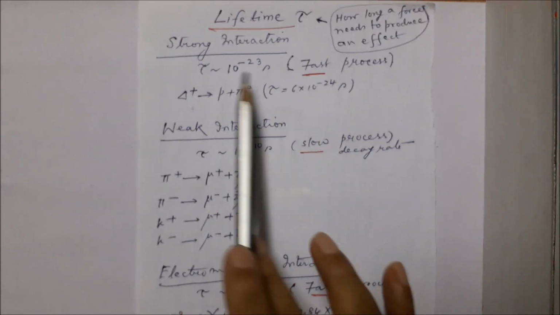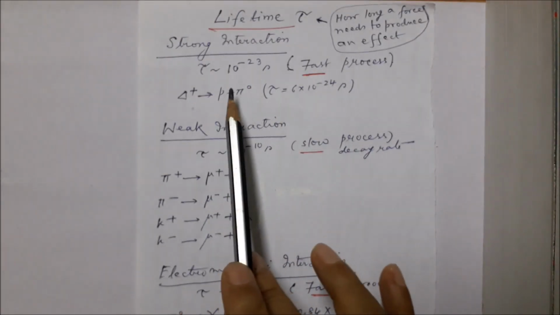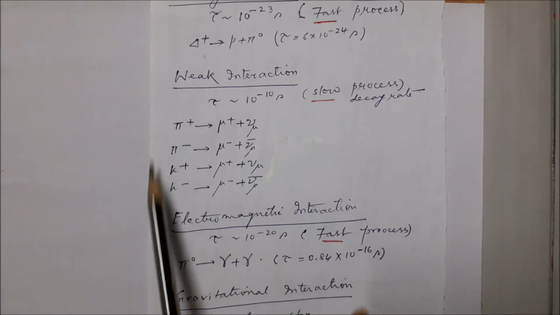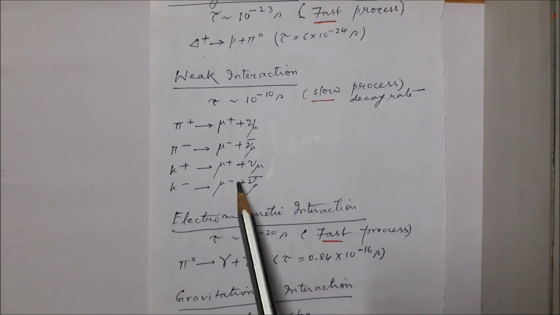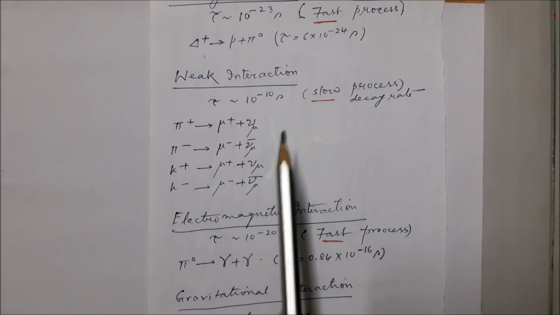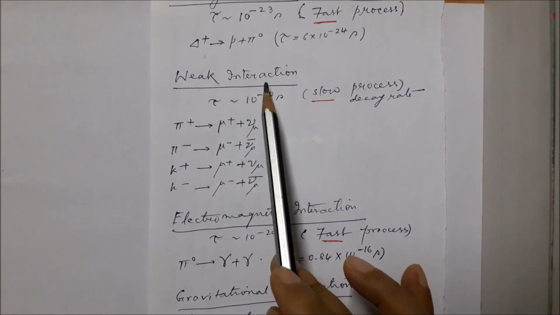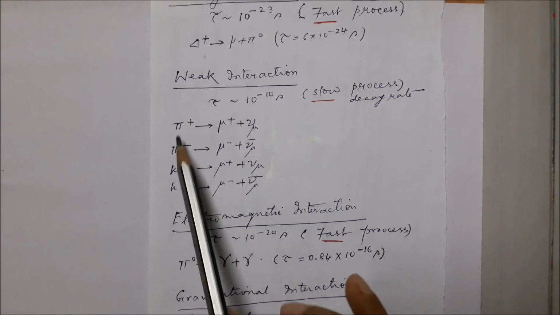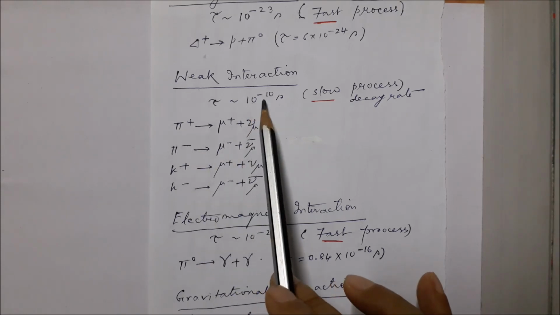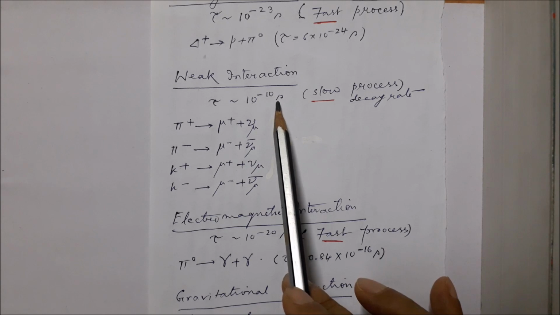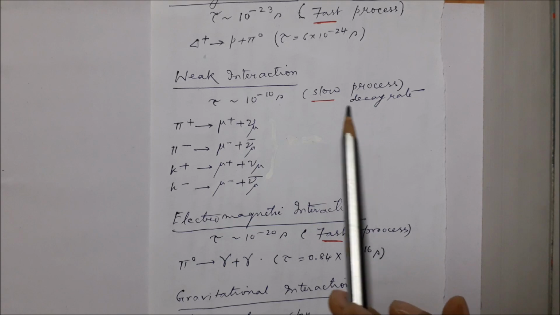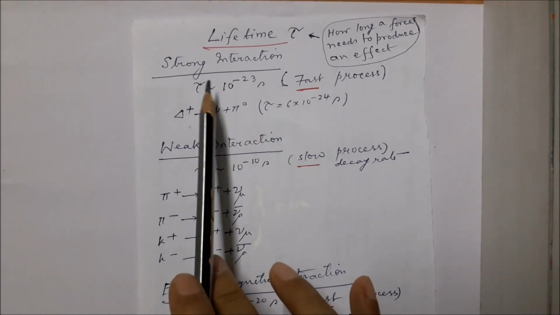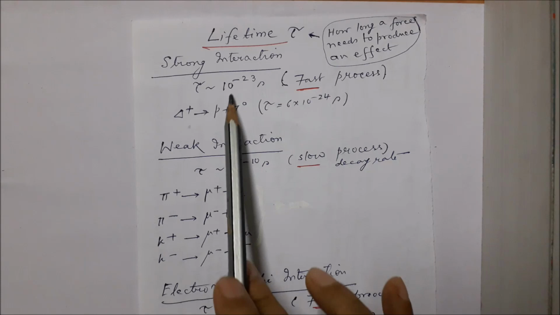Compared to such extremely short time span, some interactions occur slowly over a longer period of time, and they are accomplished through weak interaction. And the time span for these decays is 10 to the power minus 10 seconds. So weak interaction is a slow process. They have a slow decay rate. Now, slow compared to that of strong interaction.